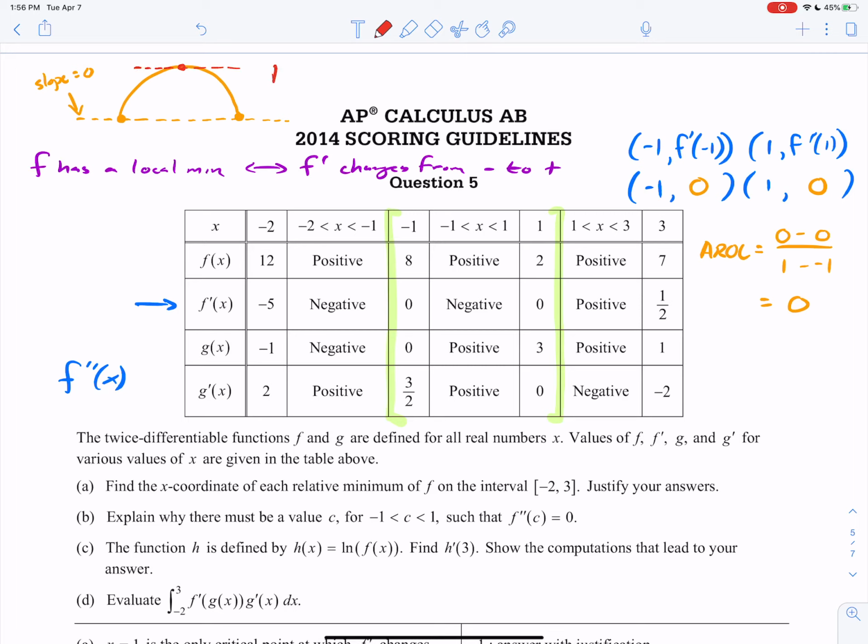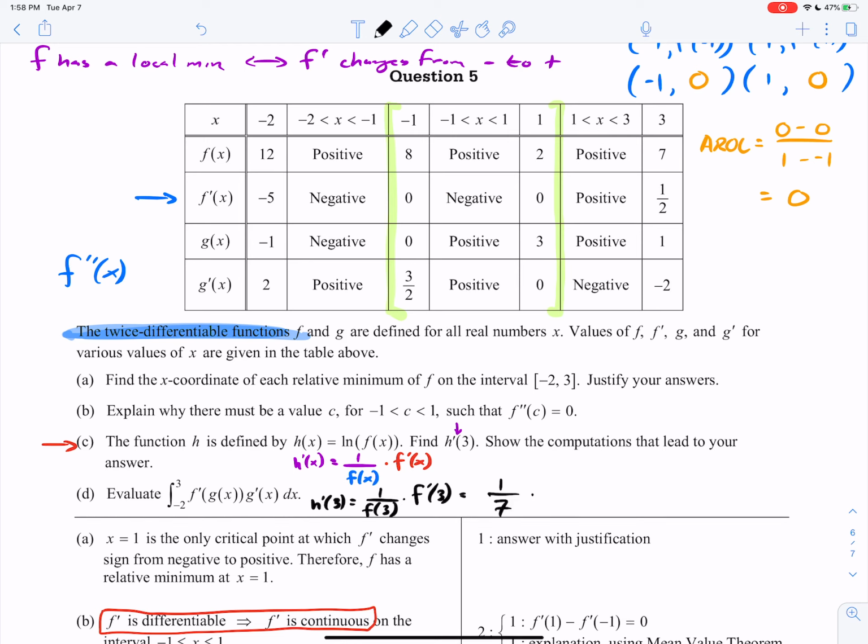How do we get those values? It's in this giant table right here. f of 3, if you're looking at it correctly, is 7. f prime of 3 is 1/2. That's enough for equal is equal. You don't have to evaluate it unless you want to, but you don't get any extra points.